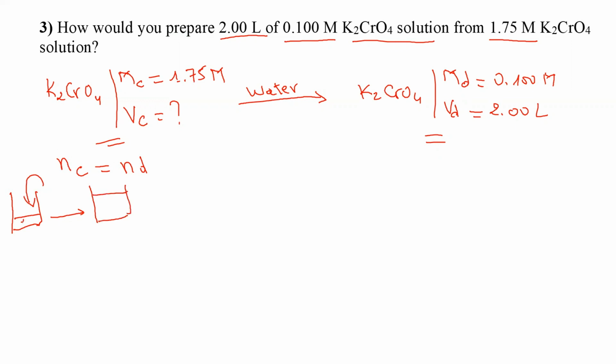But the number of moles here will be the same, but the concentration is less. You have fewer particles per unit volume, but the number of particles is the same. Okay, the number of moles is the same, so that's why the number of moles is conserved.